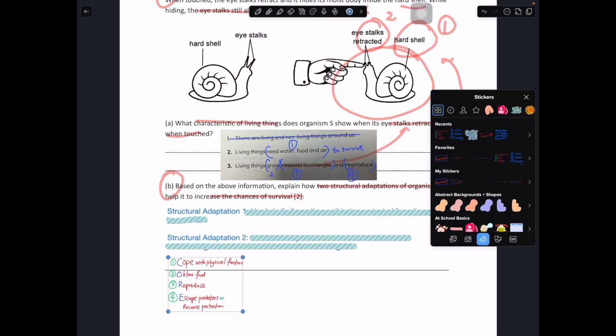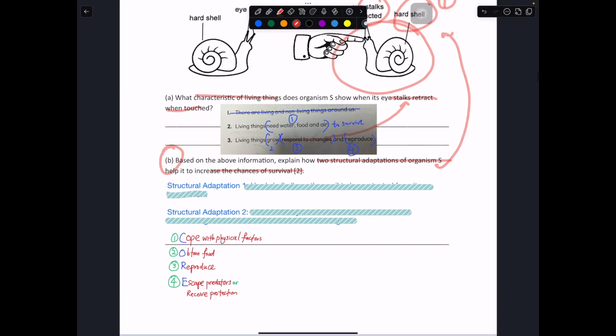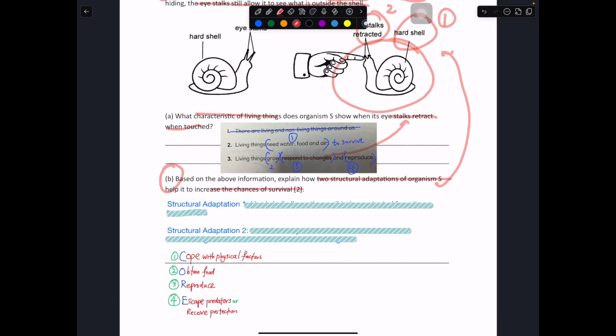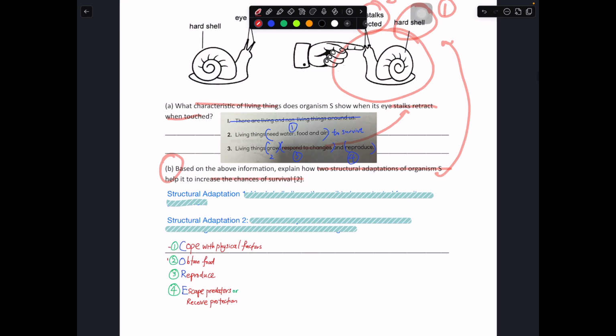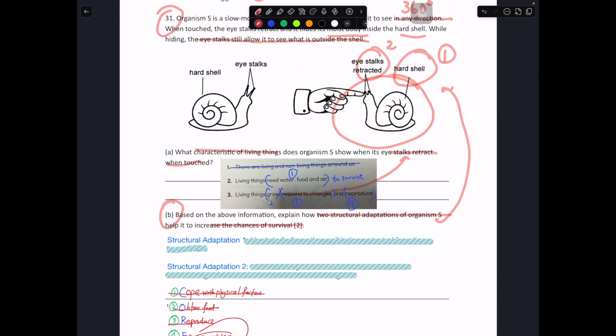Okay, we go back to the same idea. The hard shell, think about it. Is it to cook with extreme temperature? That doesn't seem so. Obtain food? Hard shell probably cannot help them to obtain food. Reproduce, probably no. Okay, most likely it is escape from predator, or receive protection. So how does it do it?